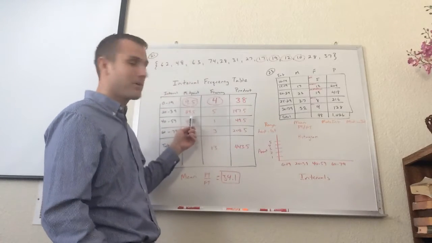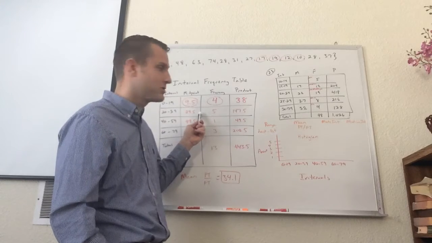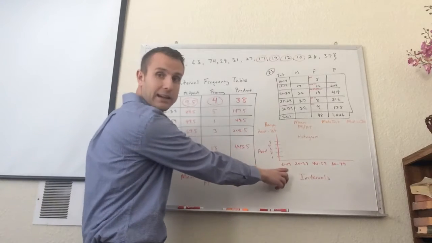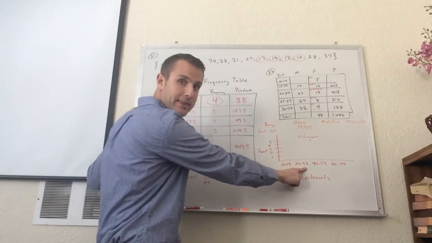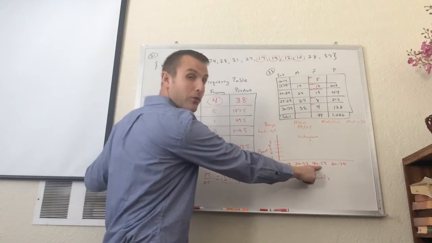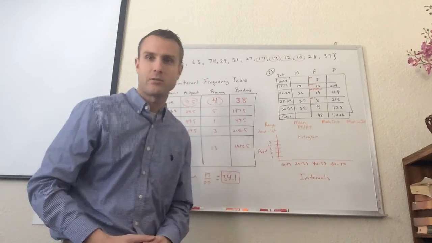So in this case, if I want to make a histogram out of this frequency distribution table, my intervals are 0 to 19, so I write 0 to 19 first. My next interval is 20 to 39, so I write that next. My next interval is 40 to 59, so I write that next. And my last interval is 60 to 79, so I write that.